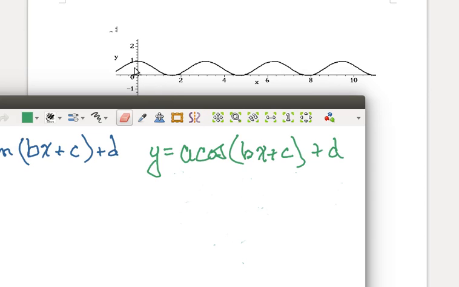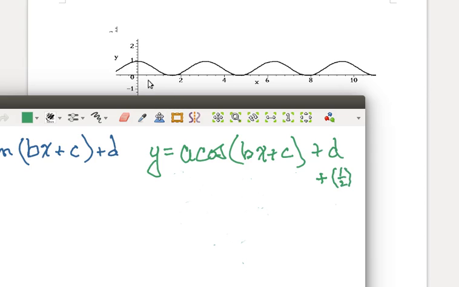Next, it should be centered on the x-axis. It looks like it's been lifted up somewhat. Notice that it's going between 0 and 1, so the middle part here is at 1/2. It appears to be lifted up by 1/2. So that's the first guess that I'm going to make here, that the d value, because d says how it's been lifted up or pushed down, is going to be 1/2.